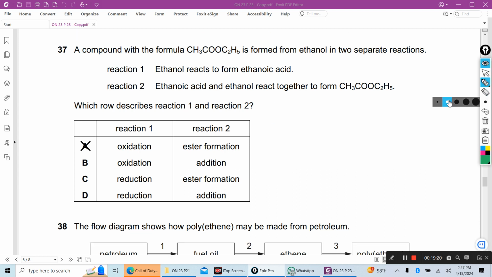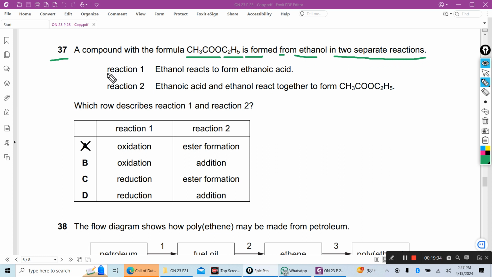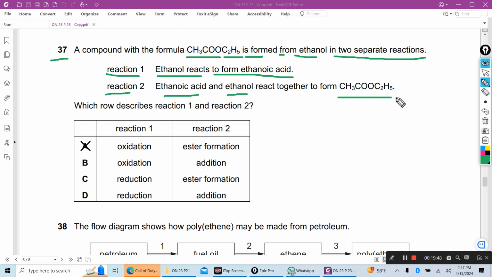37. A compound, the ester ethyl ethanoate, is formed from ethanol in two separate reactions. In reaction 1, ethanol is oxidized first to ethanoic acid. In reaction 2, ethanoic acid reacts with ethanol in the presence of an acid catalyst to produce the ester ethyl ethanoate. Which row describes reaction 1 and reaction 2?